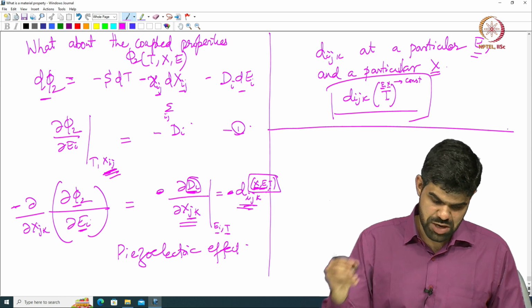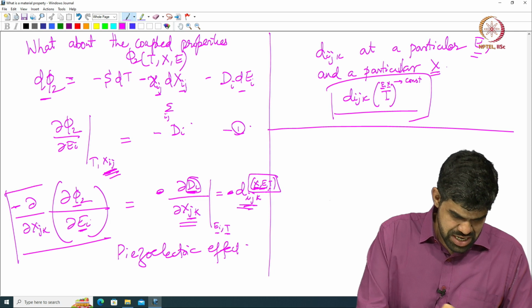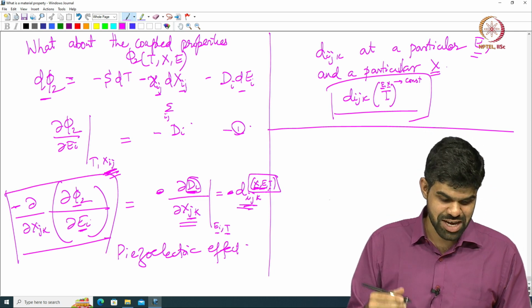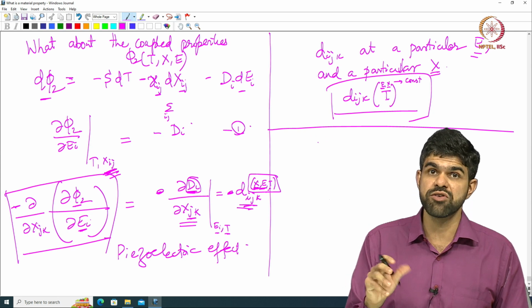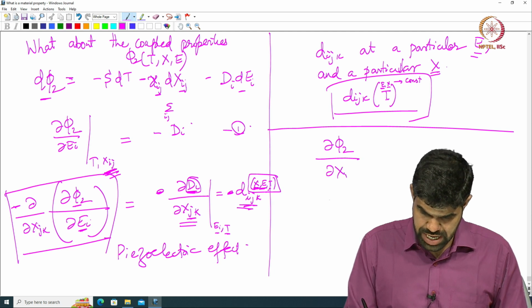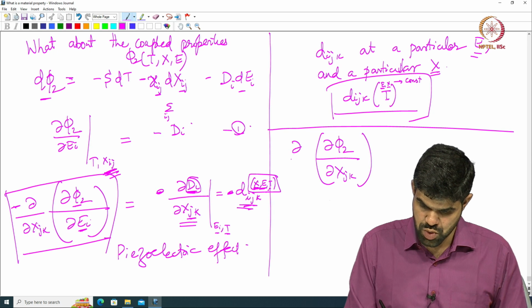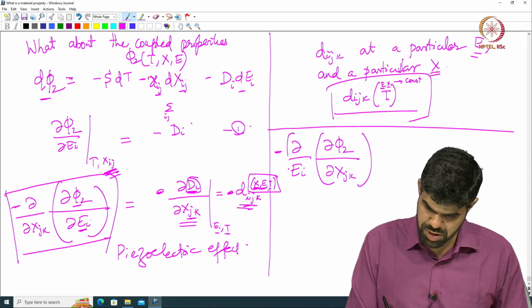So, that is something to keep in mind. Now, so we have this, right. So, this phi 2 is again our good friend, an analytical function. So, now I am going to change the order of differentiation. First I am going to differentiate with respect to xjk, and then I am going to differentiate with respect to Ei, okay, and then there is going to be a minus.